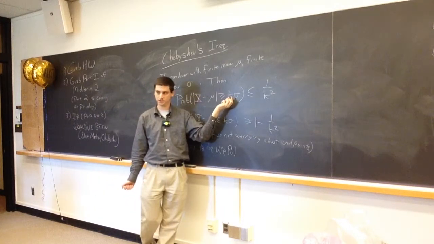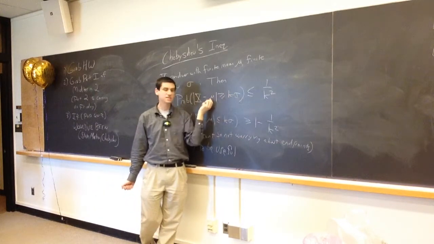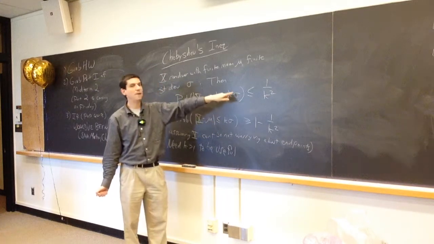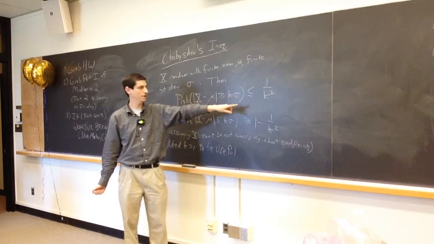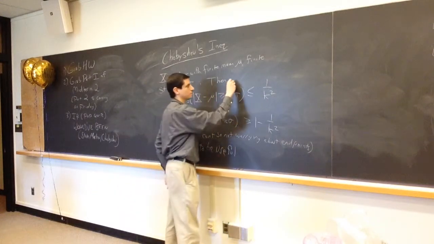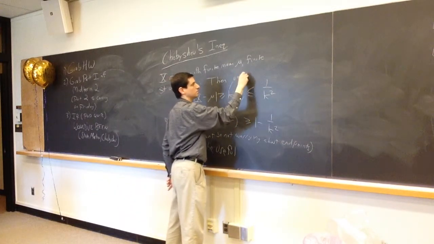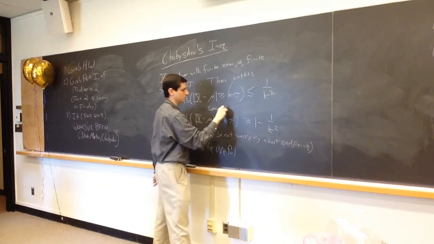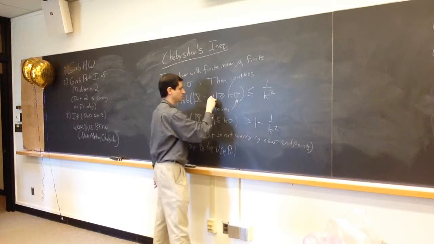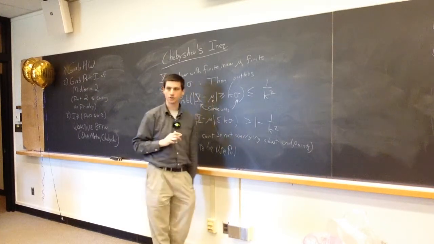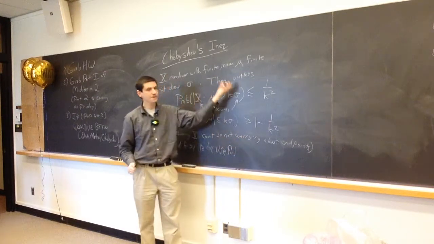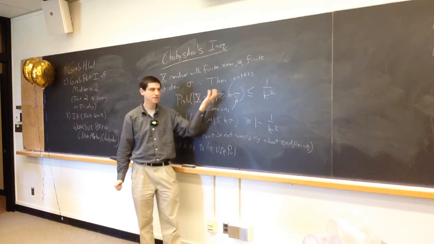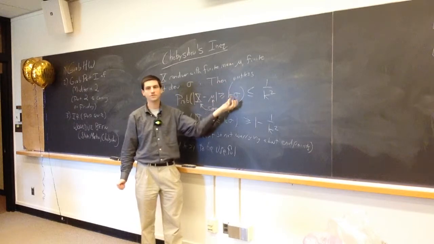K is unitless. Sigma has the same units as these. I'm talking about how many multiples of the standard deviation away. K is unitless, and these have the same units. And so this is a very natural thing to look at, because now I'm looking at the deviation as a number of copies of the same deviation.